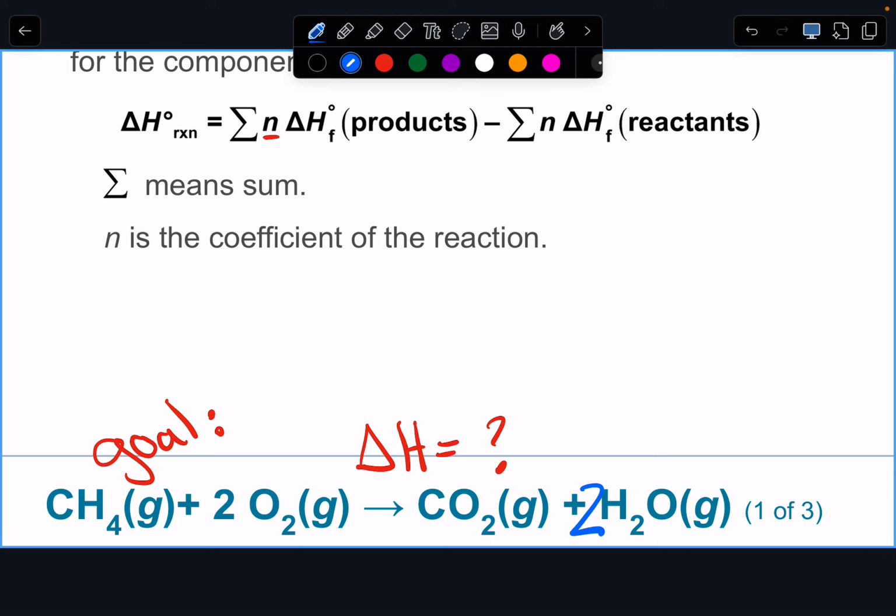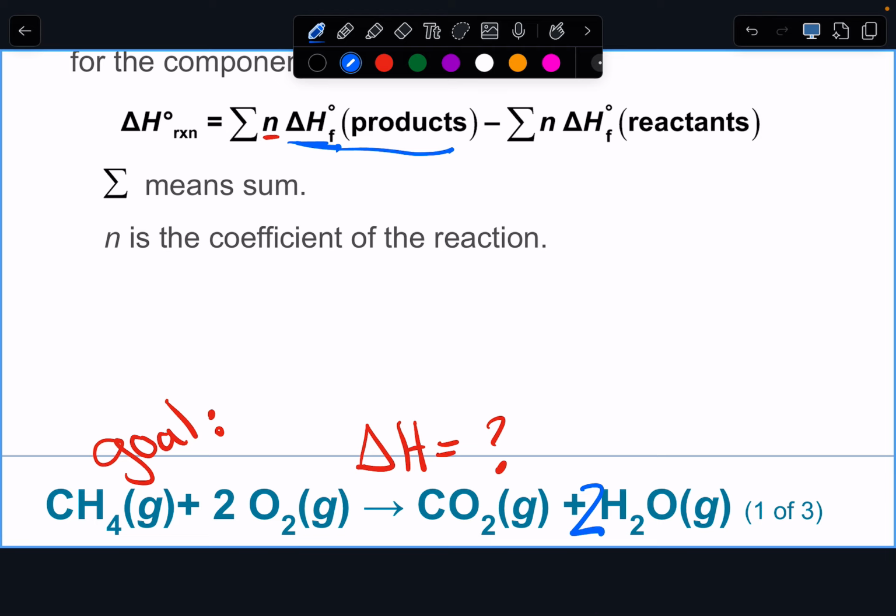So we are going to take the delta H of formations of the products, multiply them by their coefficients, and add them all together. So the CO2 and the water. And then we're going to subtract the CH4 delta H of formation times its coefficient, the oxygen times its coefficient, and we're going to take the products and subtract the reactants. And that will give us the delta H for this reaction.